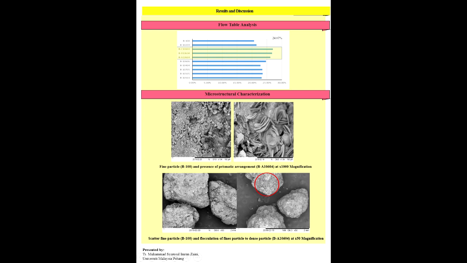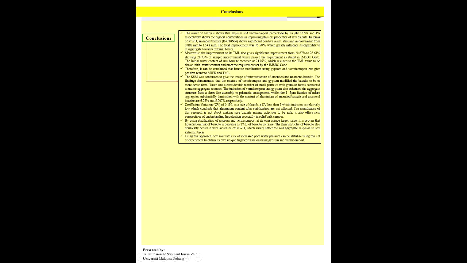The introduction of vermicompost and gypsum transforms the bauxite to a denser structure. So the introduction of vermicompost and gypsum enhances the aggregate form from a sheet-like assembly to a prismatic arrangement, owing to the presence of calcite in gypsum, whereas the 1 to 3 micrometer proportion of microaggregates dramatically reduced.